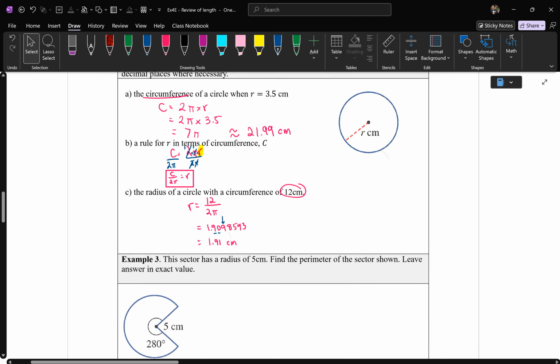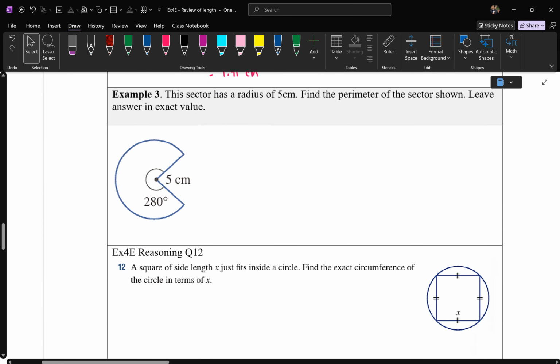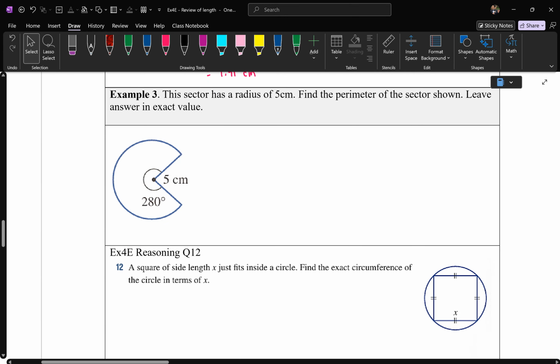And on to our last example. And then I'll leave the 4E reasoning. See if you can figure that out yourself. I'll write the solutions afterwards, but I want you to check it. But I'll do example 3 with you.